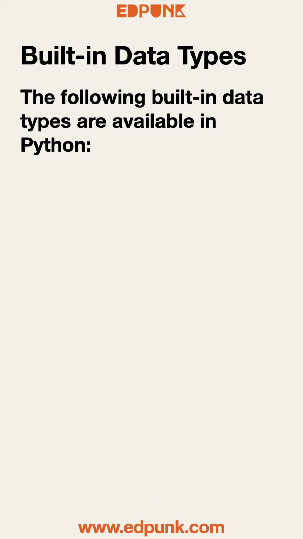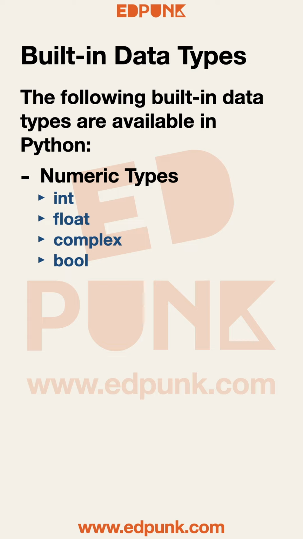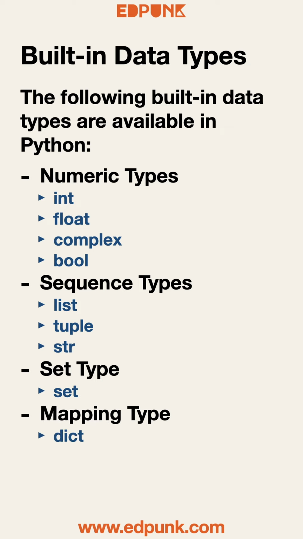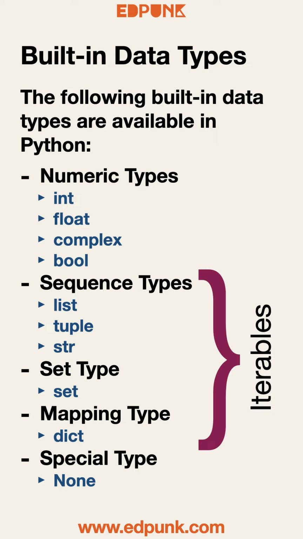You can store various types of data in Python using the wide variety of built-in data types like numeric types, int, float, complex, and bool, sequence types, list, tuple, string, set type, set, mapping type, dict, and a special type, None. Often, sequence, set, and mapping types are also collectively known as iterables, as they are a collection of items on which a user can iterate. Now, let us go through each of these data types in detail.